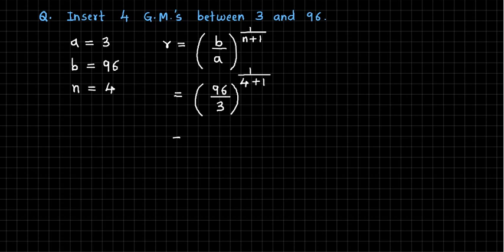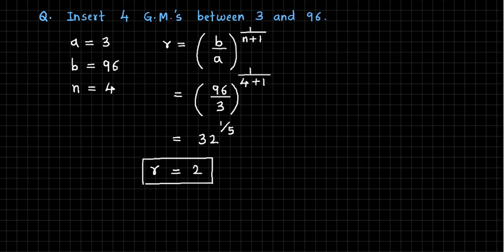Now 96 upon 3 is 32, and that is raised to 1 upon 5, and we know that the fifth root of 32 will be nothing but 2, because 2 raised to 5 is 32. So here we get the common ratio required to be equal to 2.